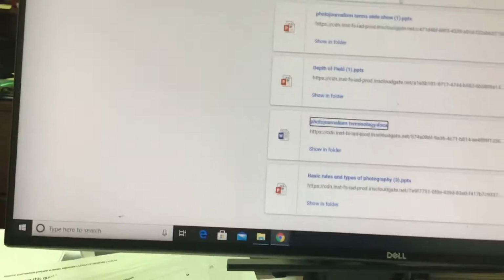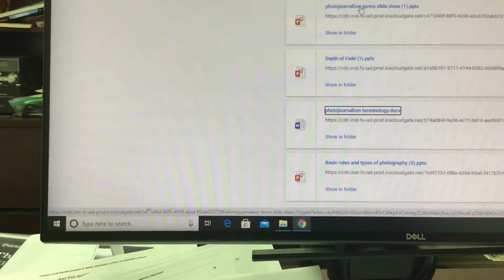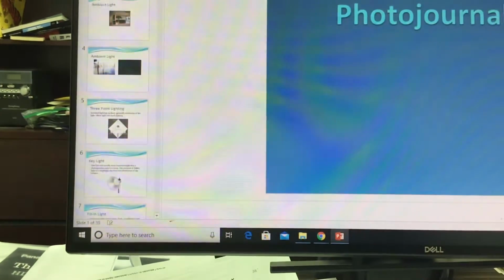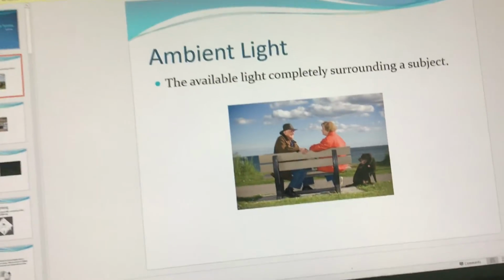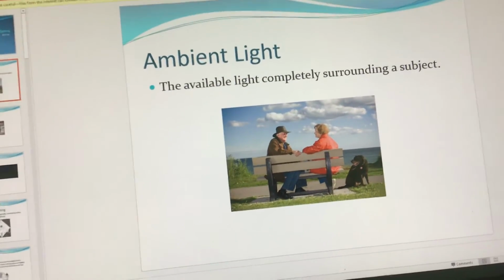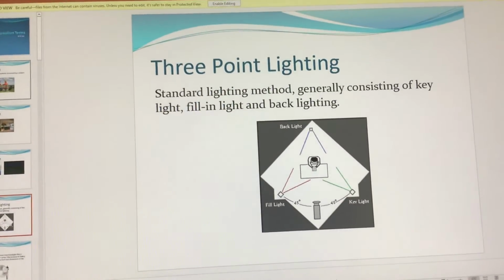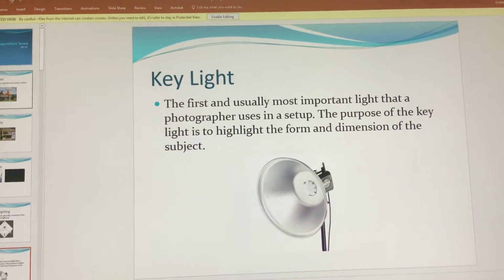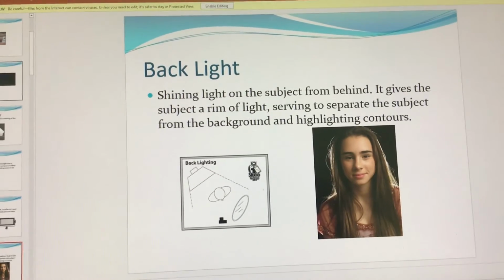Okay, more journalism terms. Let's shut this. We have a slideshow on photojournalism terms, and that's on Canvas too under the announcement tab. Ambient light is the available light completely surrounding a subject. The lighting system most commonly used in studios is 3-point lighting, and it consists of a key light, a fill-in light, and a backlight.